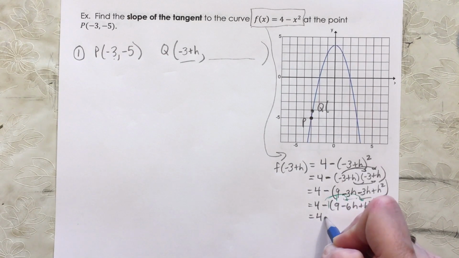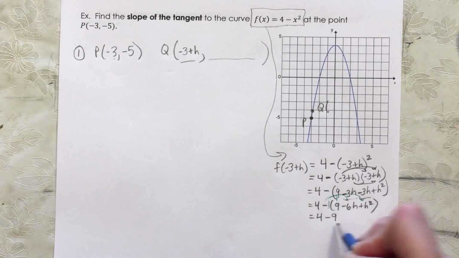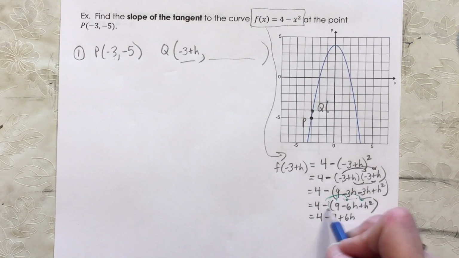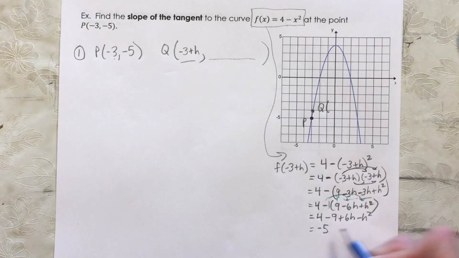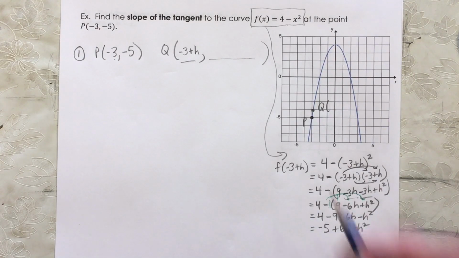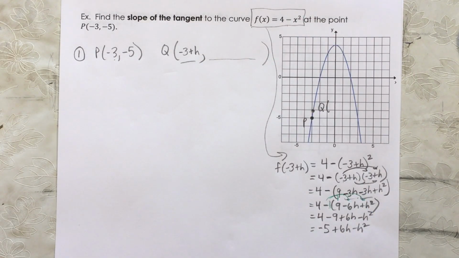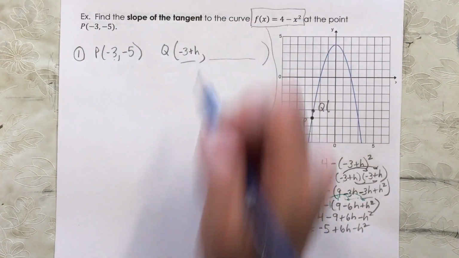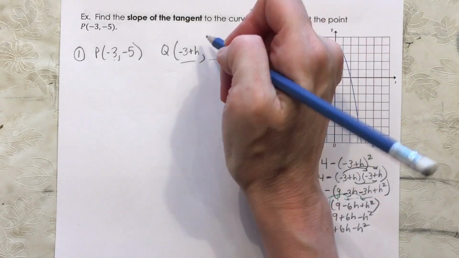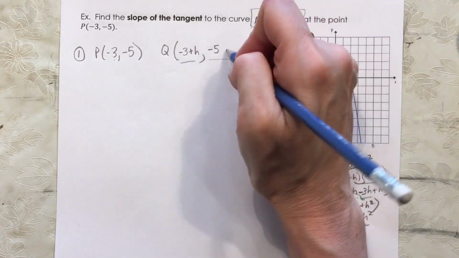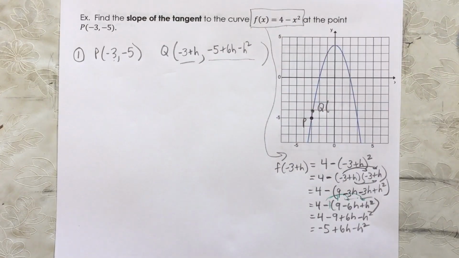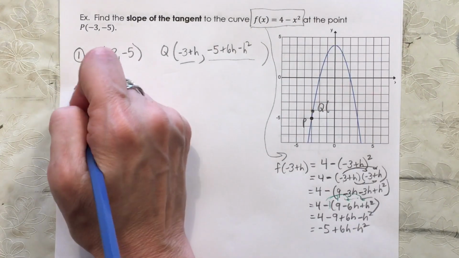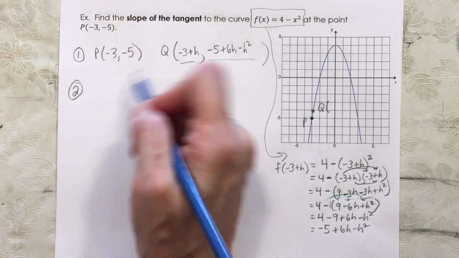So I've got 4 minus 9, -1 times -6h, positive 6h, minus h squared, which gives me -5 plus 6h minus h squared. So it took me all that algebra just to get the corresponding y value to set up my point Q. So my point Q has an x value of -3 plus h and a y value of -5 plus 6h minus h squared. So step 1 is to get your points P and Q. Step 2 is to find the slope of the secant that joins P and Q.